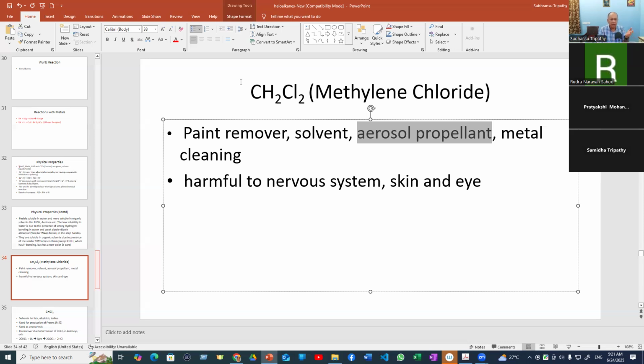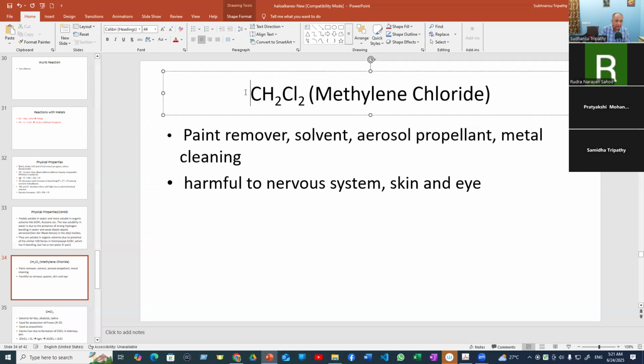Methyl chloride, methyl bromide, and ethyl chloride. These are the three alkyl halides, and all chlorofluorocarbons, called CFCs, are gases. Others are liquids or solids. They are harmful to the nervous system, skin, and eye. Of course, chlorofluorocarbons are non-toxic, but methylene chloride, about which we are studying, is harmful to the nervous system, skin, and eye.